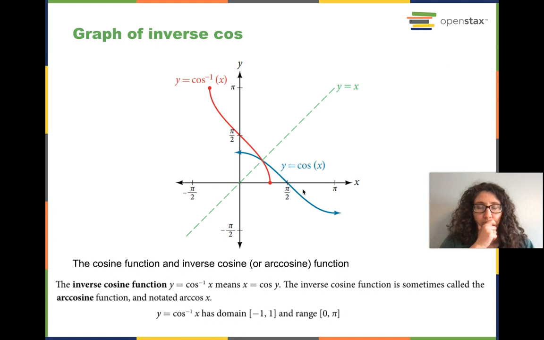Let's talk about cosine. So the blue is the cosine of the restricted domain, right, from 0 to pi. So this one is a little bit harder to imagine. We reflect that about this line y equals x, and it looks like this. Okay, so the domain here was 0 to pi, so that's the range. The range was -1 to 1, so that's the domain here from -1 to 1 for inverse cosine or arc cosine.